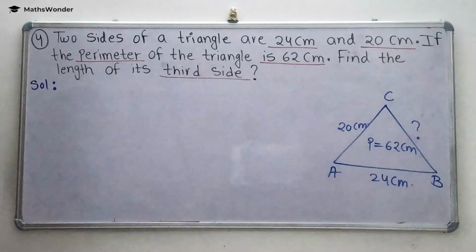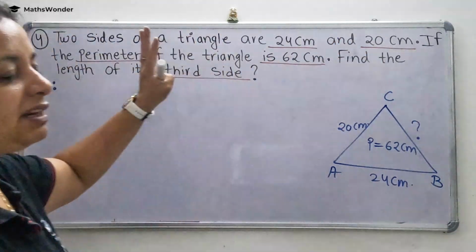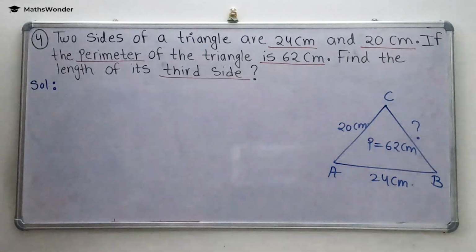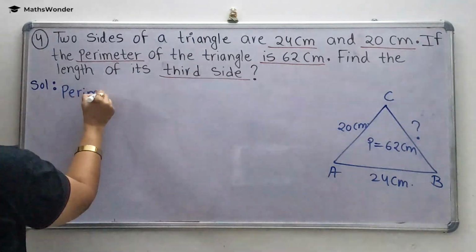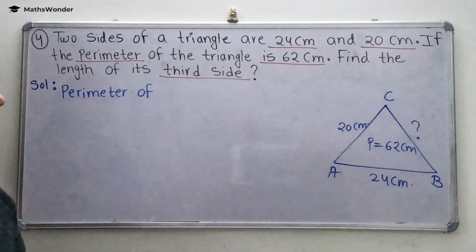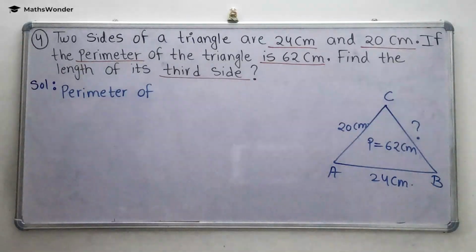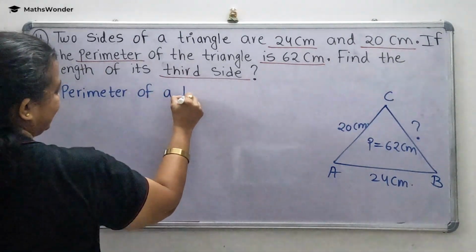First of all, before doing the question, check the unit. Units must be the same. Okay? So yes, two sides are given in centimeters. Perimeter is also given in centimeters. Now, as you know, the perimeter of a triangle is what? 24 plus 20, which is 44, and 62 minus 44 equals 18. So the length of the third side is 18.